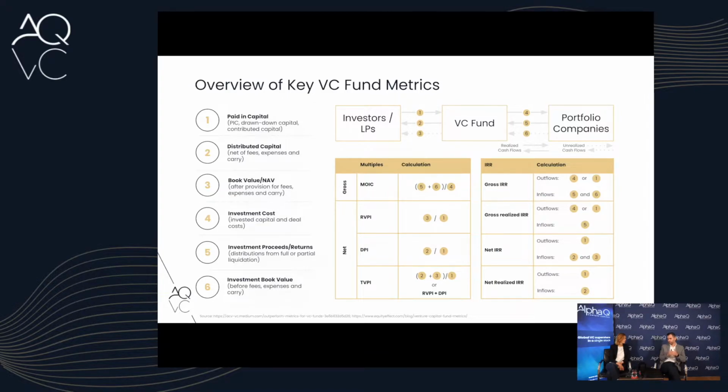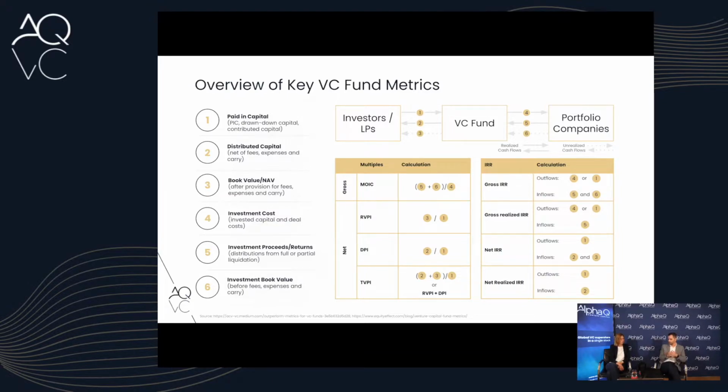We start with the MOIC, or multiple on invested capital, which is a gross multiple. So this is less relevant for LPs. However, we still see it in many of the decks that we review. So it's still very widely used by managers. And it's basically just taking the investment proceeds plus the fair value of these portfolio companies divided by the cost basis of portfolio companies. The next set of metrics, the net metrics, are the most relevant metrics.